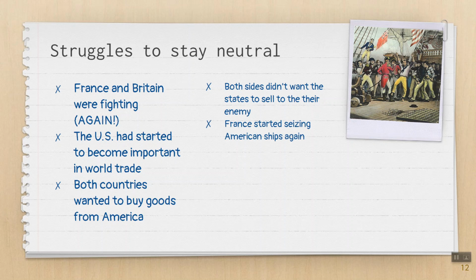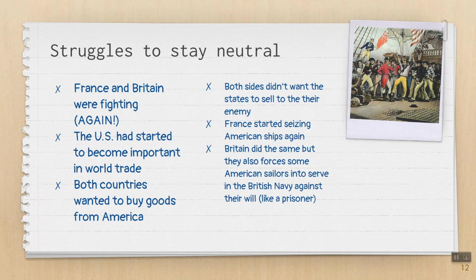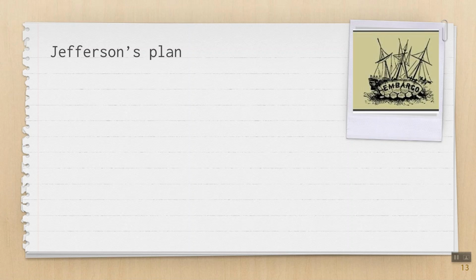And French started to seize American ships again. Remember, this had happened before under Washington and John Adams. Britain did the same thing, but they did something a little bit harsher. They did what's called impressment, and they would seize American ships, and then they would take American sailors and force them into the British Navy against their will, like a prisoner. You can kind of see up here, they're taking some American sailors and they're going to be putting them on their ships, kind of like kidnapping. So Americans began getting really angry at these countries.